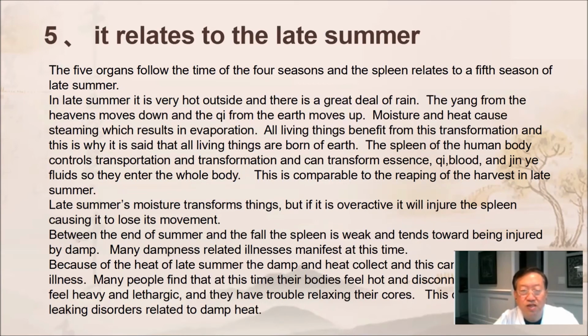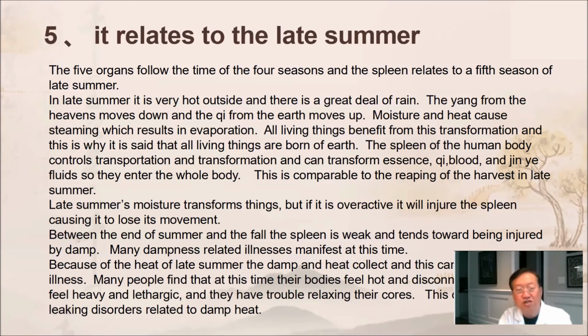The spleen of the human body controls transportation and transformation and can transform essence, qi, blood, and jinye fluids so that they enter the whole body. This is comparable to the reaping of the harvest in late summer. Late summer's moisture transforms things, but if it's overactive, it will injure the spleen, causing it to lose its movement. Between the end of summer and fall, the spleen is weak and tends toward being injured by damp. Many dampness-related illnesses manifest at this time.